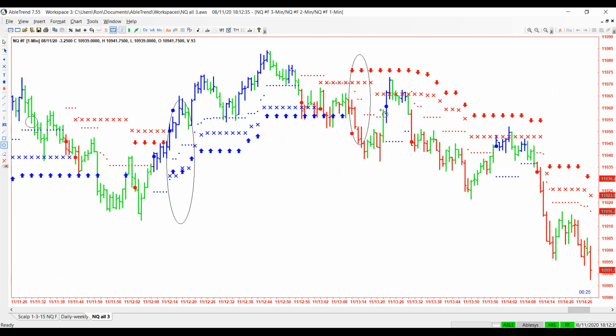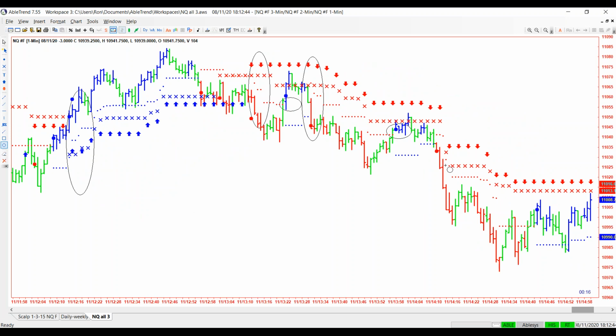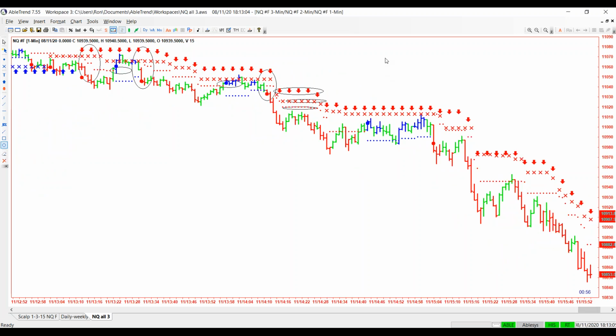Triple confirmation sell. Small loser, triple confirmation sell. I'll call it a small winner, but I'll call it a break even. Triple confirmation sell. Nice winner there. Look at that thing go down. If everything is red, meaning red dots, red X's, red arrows, meaning 1 minute sell signal, 2 minute sell signal, 3 minute sell signal, stay short. You're in a downtrend. And then the big winner of the day, right there.